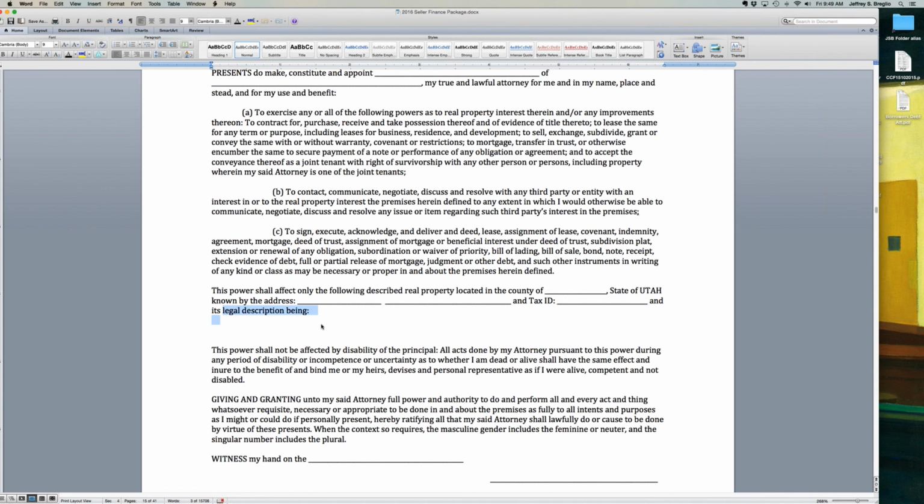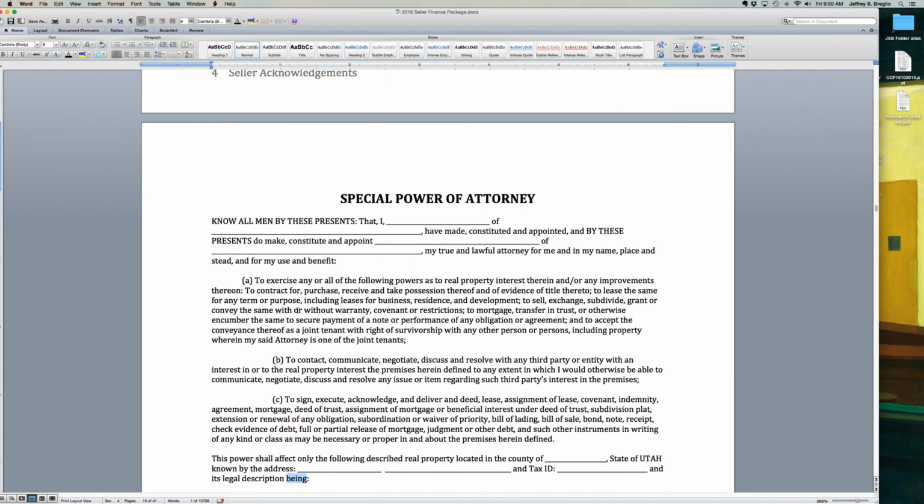Where do you get that information? You should know the answer to this. Off the PR. Okay, that's where you get a PR from your title company. You just copy and paste the tax ID and the legal description right off the PR.